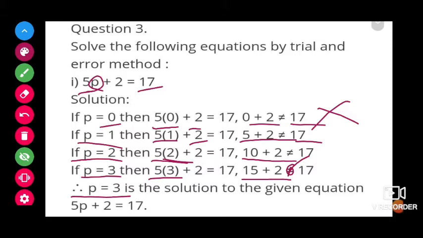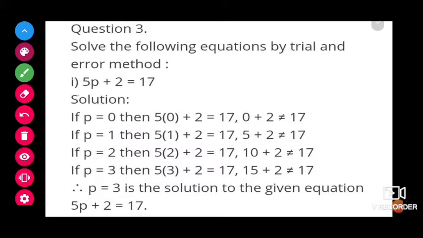Here, children, we are doing the trial and error method. Of course, here we have small numbers, so we managed it with some 4-5 trials. But if it is a really big equation with big values, is it possible to start from zero and find the answer? No, children, it's not possible. So for that we have some methods where we can find the solution for the given equation. That I will show you.